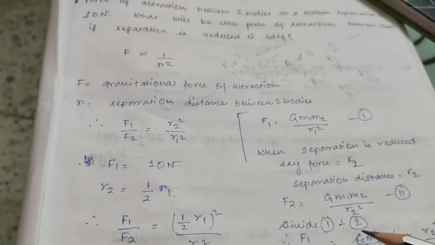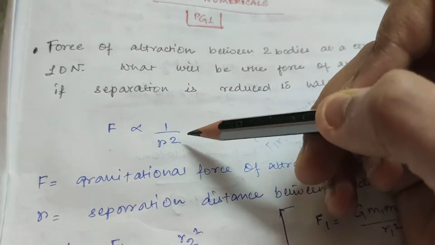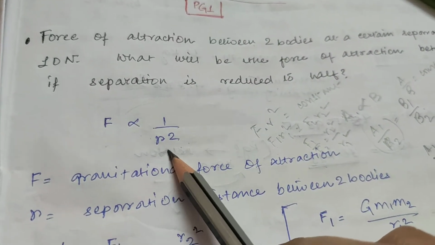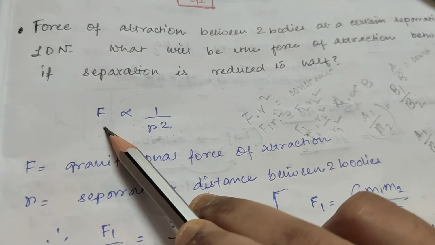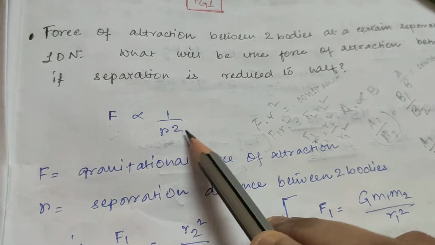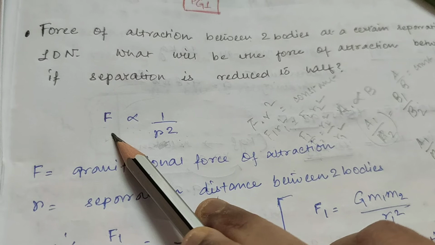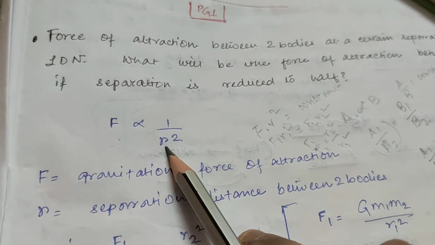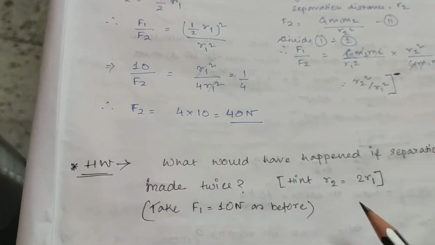Notice one thing. Since F is inversely proportional to the square of the separation, if R is made half, F becomes 4 times. Why? Because it is inversely proportional to the square of the separation distance. That is why if R is made half, F becomes 4 times. Then you imagine, if R is made twice, F will become 1/4. I want you to find this out. Do this as homework.